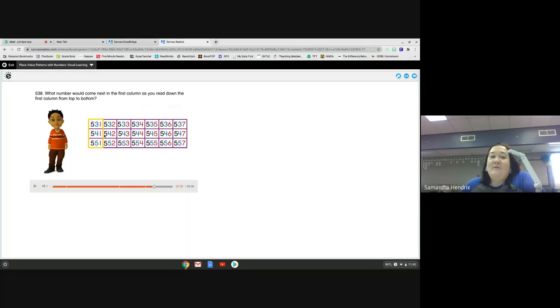531, 541, 551, 561. Count. 531, 541, 551, 561. So 561 would come next. You can count by tens. Now you see how you can use place value patterns and mental math to count by ones and tens to 100 and to 1000. Perfect.